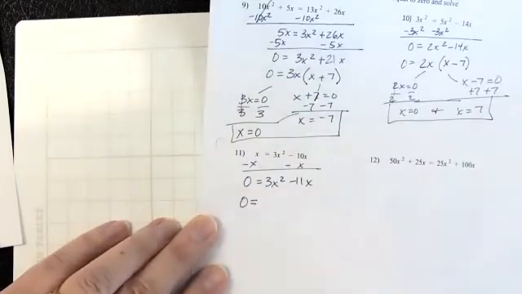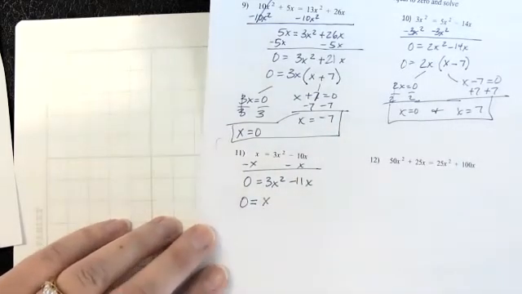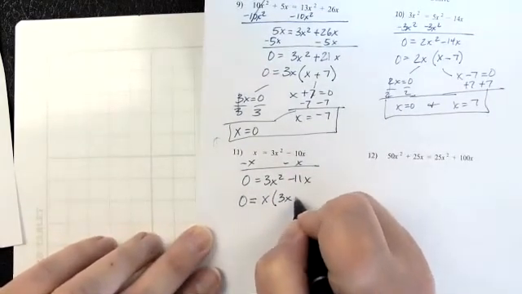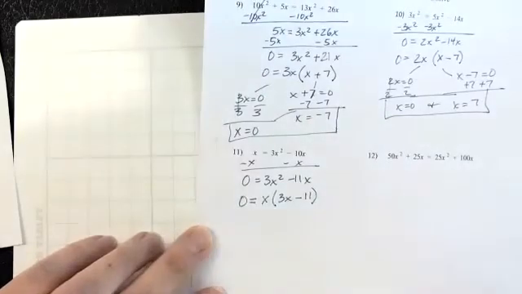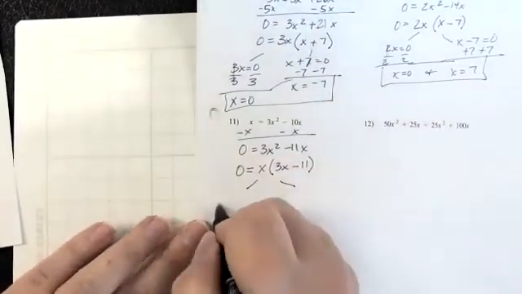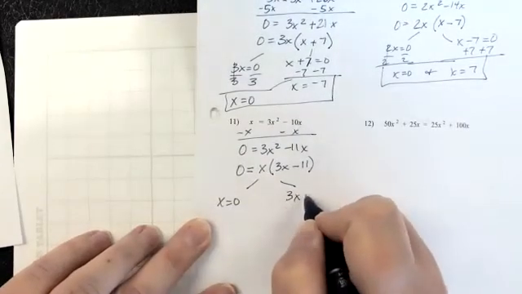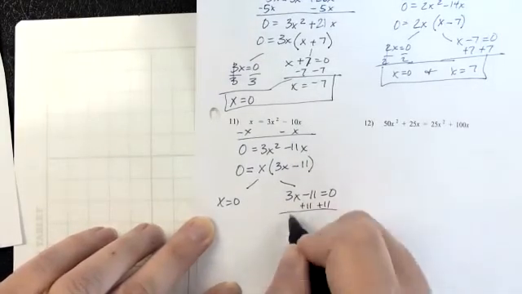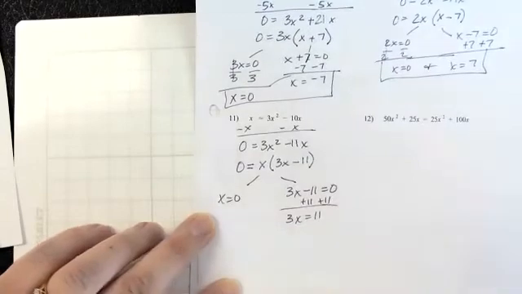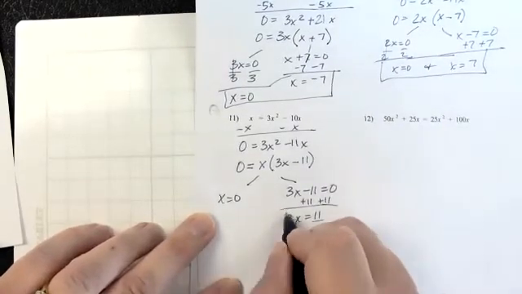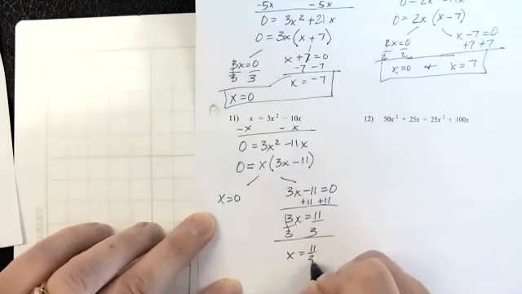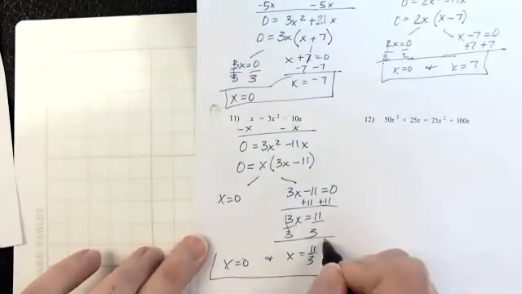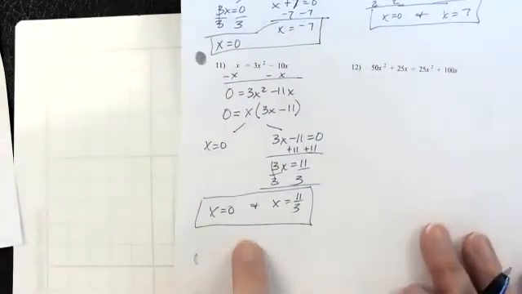So we just have 0 equals x. X is the greatest common factor. And then we can factor that out. So this will leave us with 3x minus 11. Okay, set each side equal to 0. So x equals 0 and 3x minus 11 equals 0. Add 11 to each side to give you 3x equals 11. And then divide each side by 3 to get x equals 11 thirds. So our answers are x equals 0 and x equals 11 thirds. Sorry, went off the screen there.